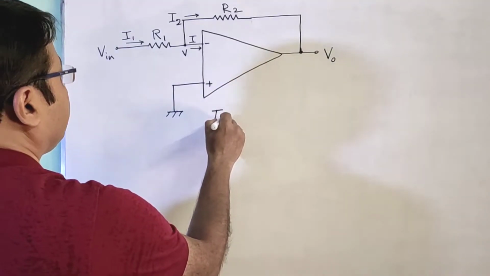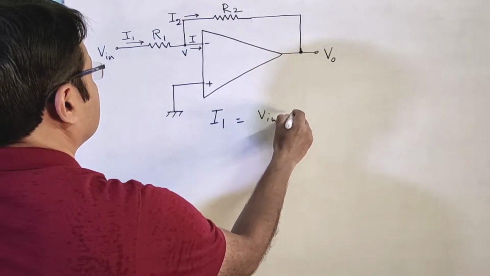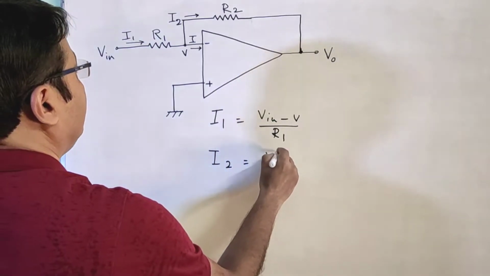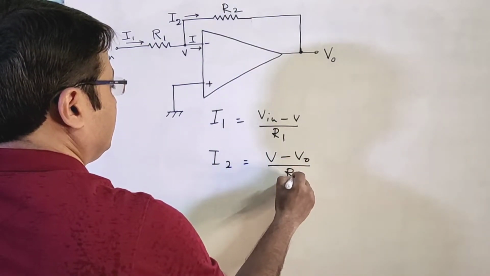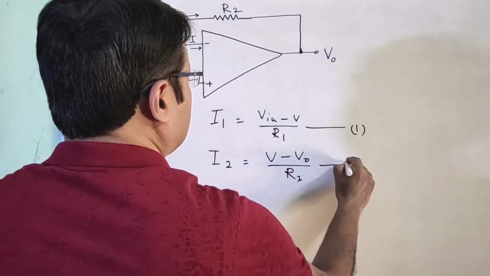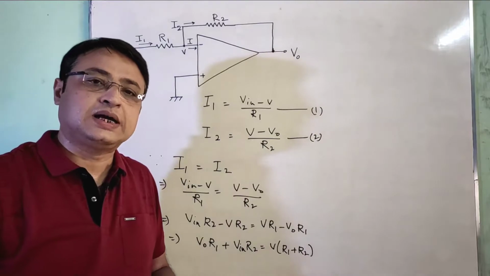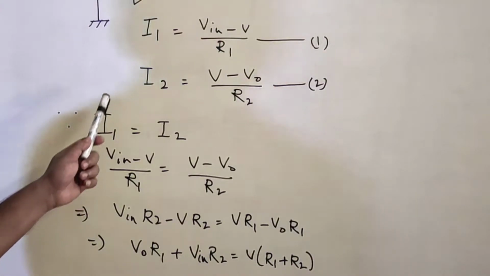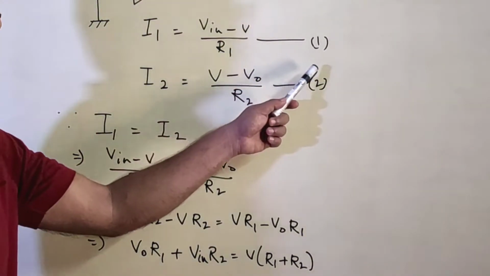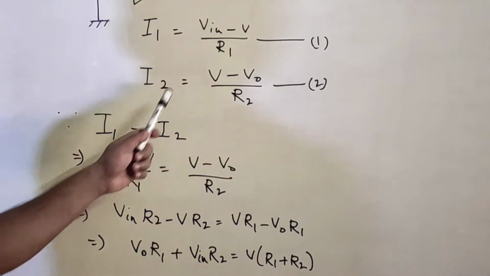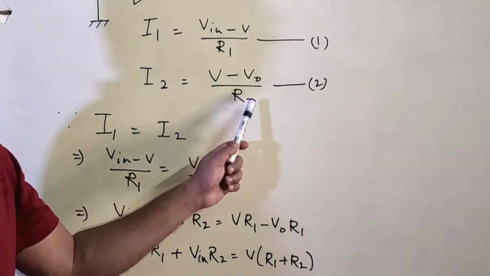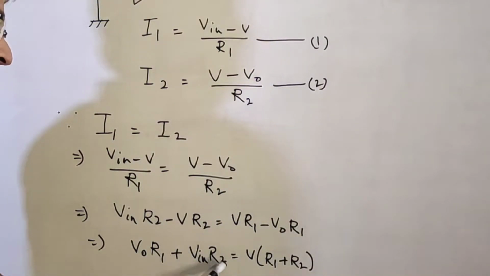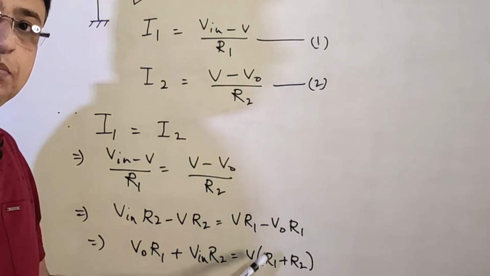I1 should be (Vin minus V) by R1 and I2 will be (V minus V0) by R2. Now let these be equation 1 and equation 2. As we know that the current which flows into the op-amp is very small, we can equate I1 and I2, and from equations 1 and 2 we get (Vin minus V) by R1 equals (V minus V0) by R2. After reducing this, we get V0 R1 plus Vin R2 equals V into (R1 plus R2).